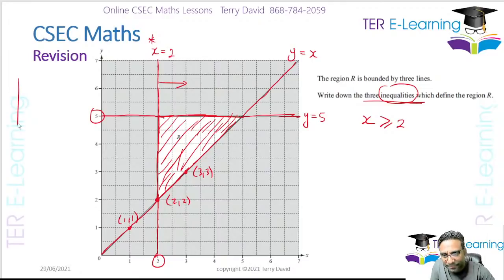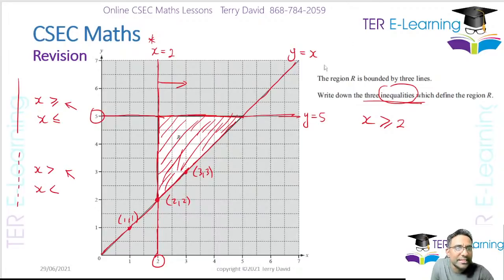Now, when you do linear programming, you need to know when to use which sign. If you have a solid line, the inequality is going to be either x greater than or equal to, or x less than or equal to. If you see a dashed line, then the inequality could either be x greater than or x less than. Notice the difference between the two signs: here you have greater than or equal to, but here you just have greater than. All the lines that I've drawn here for this particular graph have been solid lines. So all my inequalities will be either greater than or equal to or less than or equal to.